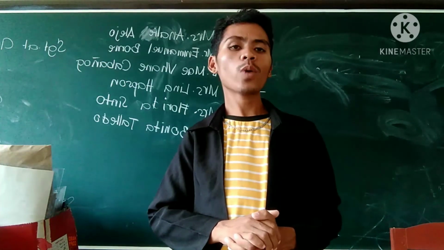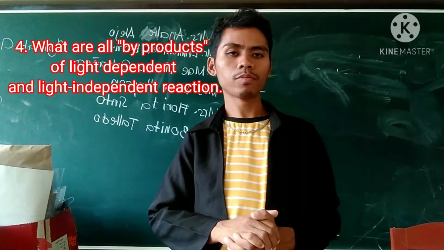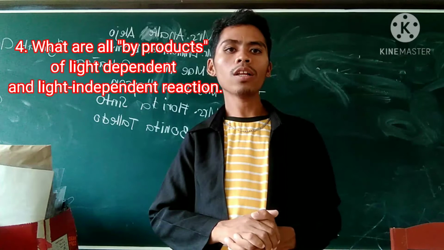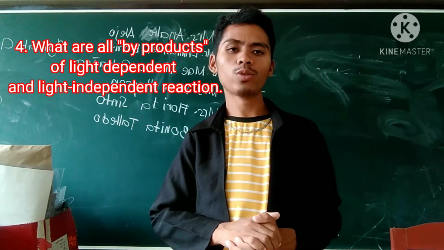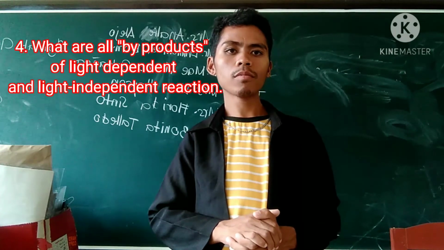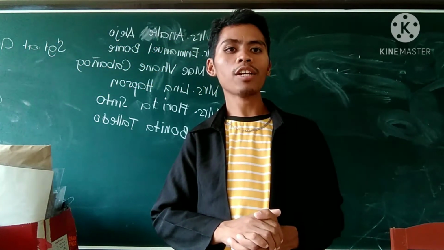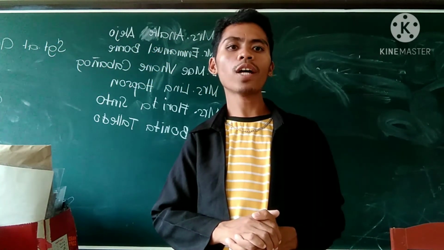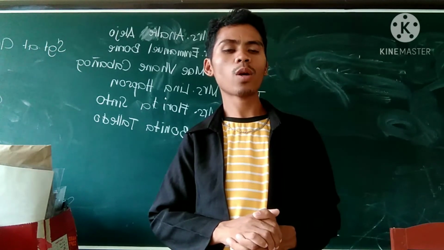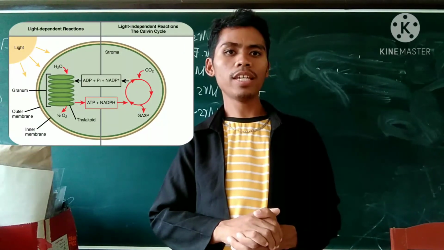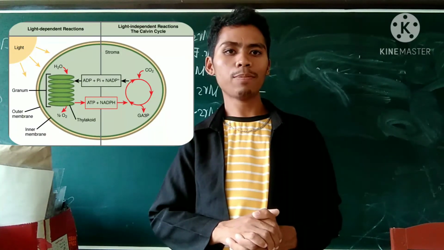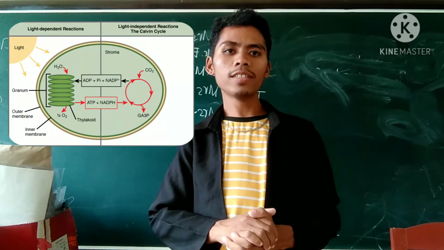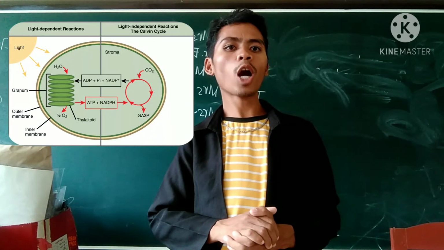So, question number 4. What are the byproducts of the light-dependent and light-independent reactions? The products of the light-dependent reaction pathways of photosynthesis are oxygen, ATP, and NADPH. The reactants of the light-independent reaction are ATP, NADPH, and carbon dioxide.